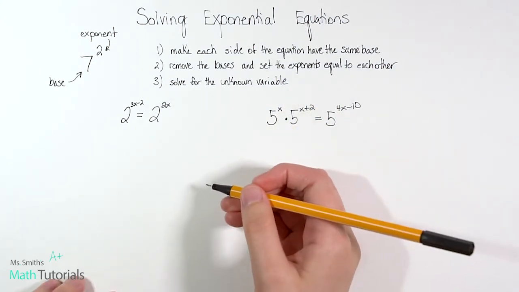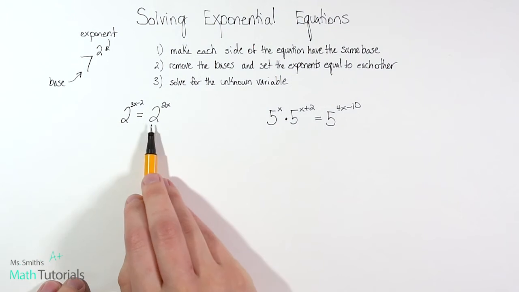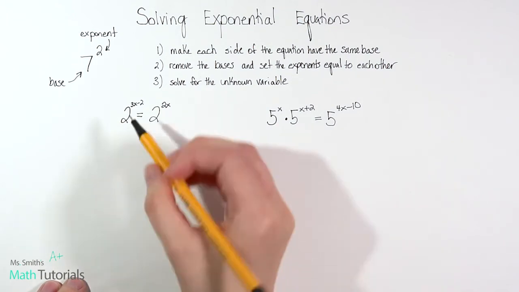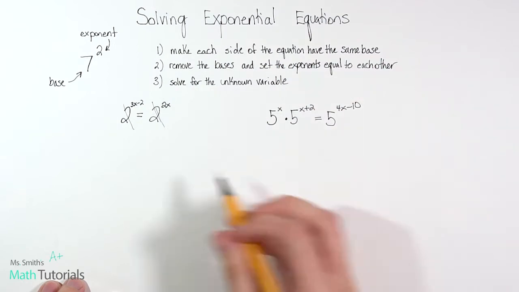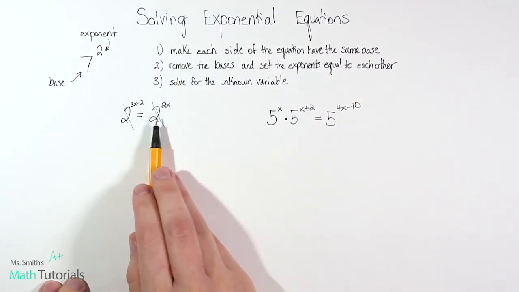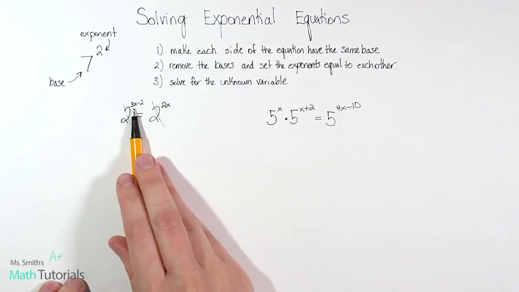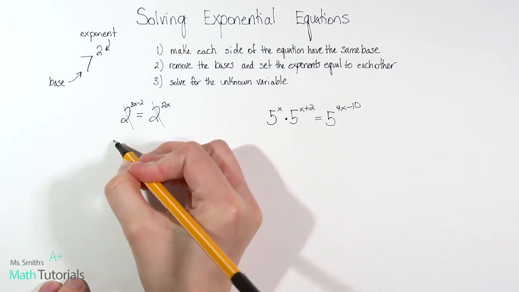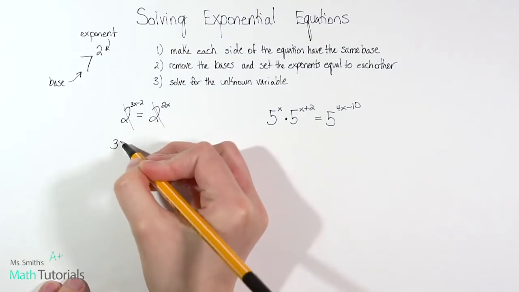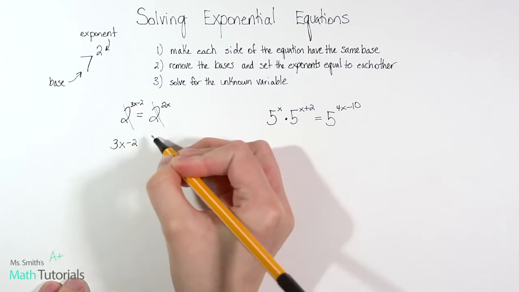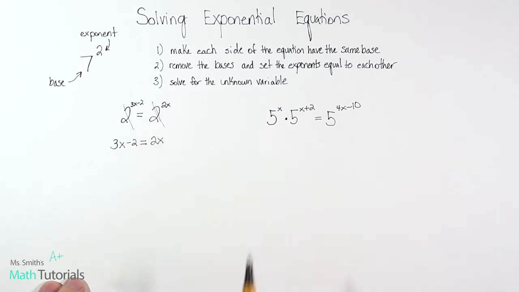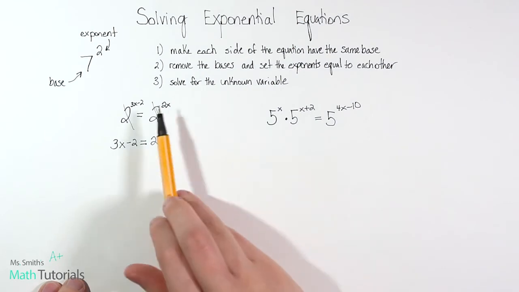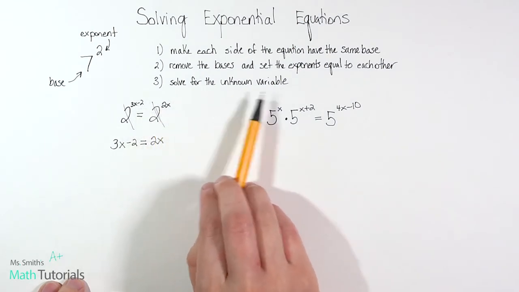So we want to make these bases of 2's disappear. Some teachers will do this like a little mark out, right? So we're getting rid of the bases, we're dropping the bases, and instead we're just going to have the exponents. So 3x minus 2 equals 2x. And then step 3, solve for the unknown variable.